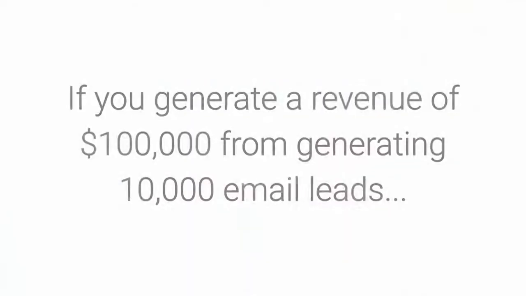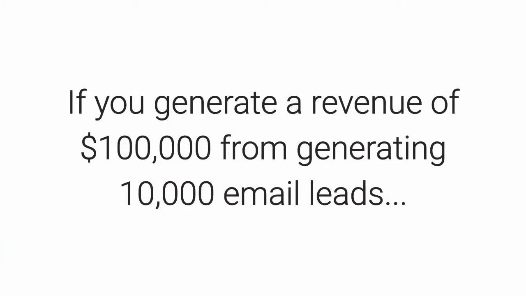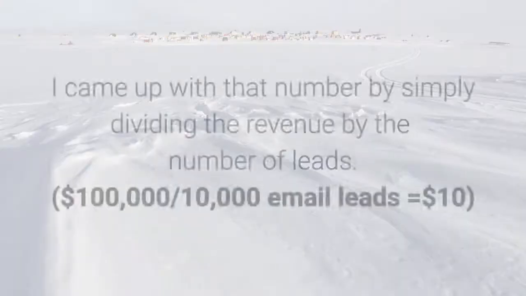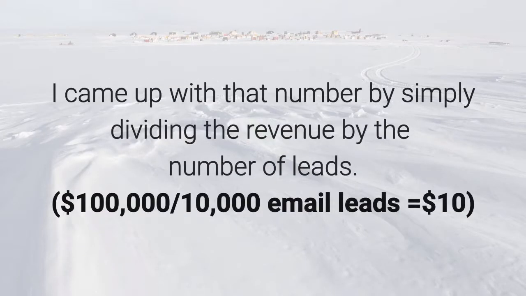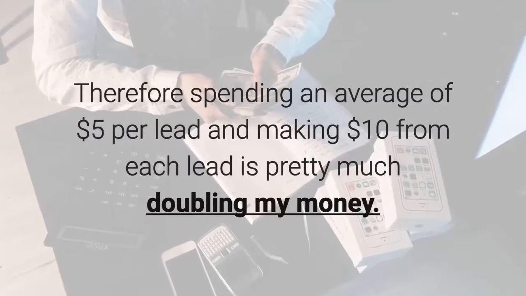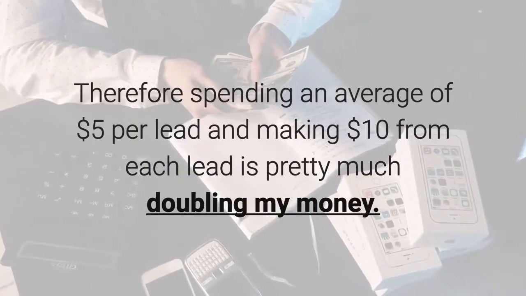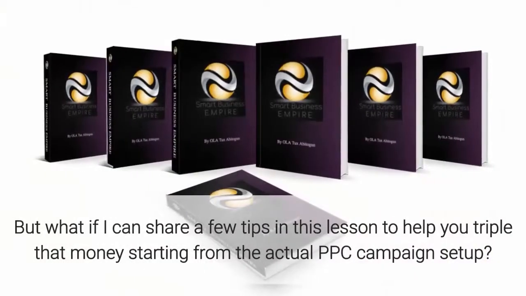What is ALV? Over a 1-year period, if you generate a revenue of $100,000 from generating 10,000 email leads, that means that the ALV of your business is $10. I came up with that number by simply dividing the revenue by the number of leads. $100,000 divided by 10,000 email leads equals $10 per lead. Therefore, spending an average of $5 per lead and making $10 per lead is pretty much doubling my money.